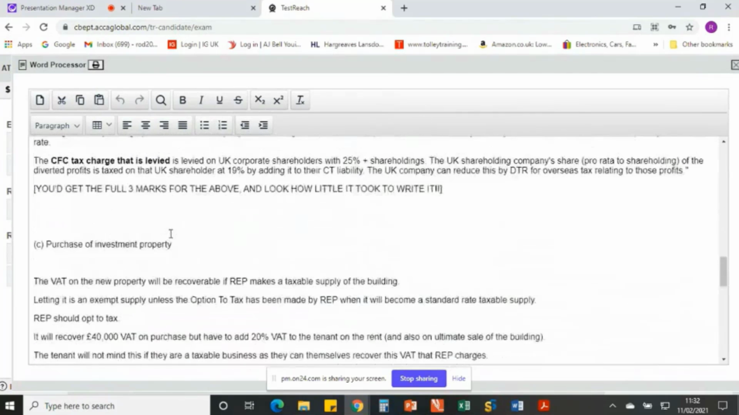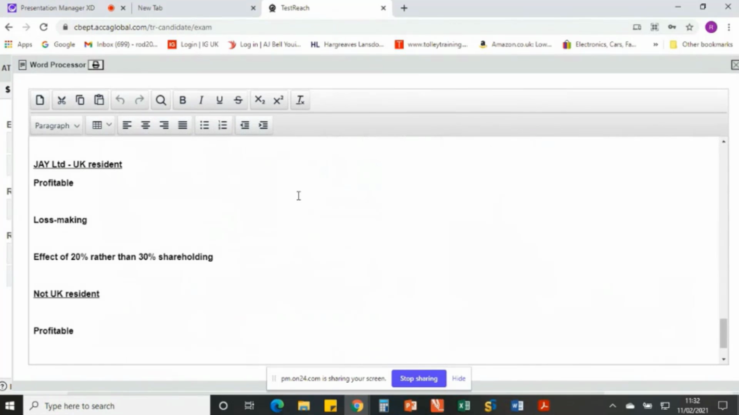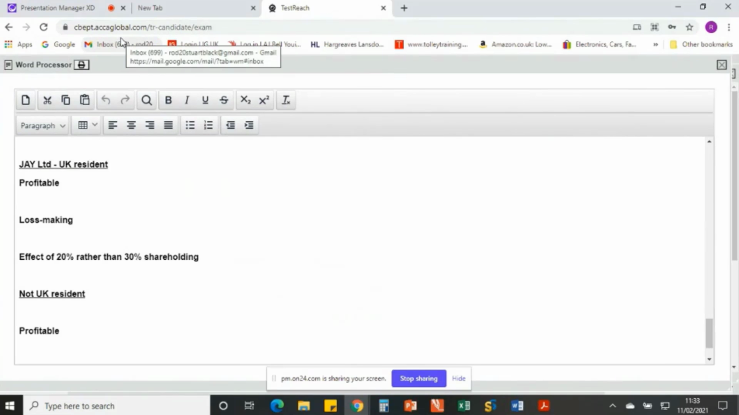Now let me go down to the bottom. Now this is the most tricky part, okay? So I've just put this separately just to keep it clearer for you. I would have this in the body of the answer I just put up above. So you have a heading saying J Limited, let's assume it's UK resident. And within that heading, let's write something about if it's UK resident and makes profits, because we know that's one scenario we've been presented with. It might be profitable, it might be loss-making. And it might be UK resident and it might be not UK resident.